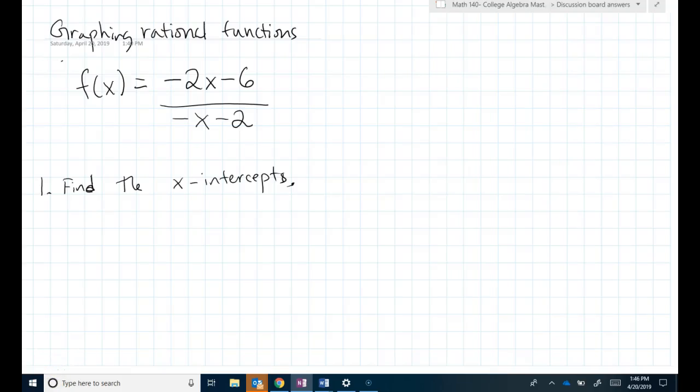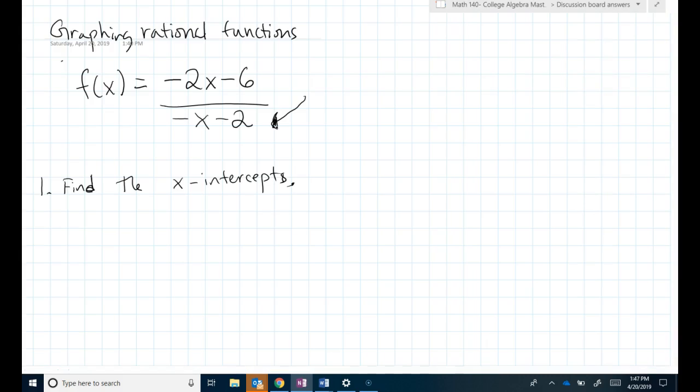So what we're going to do in this video is look at graphing rational functions. I'm going to talk about the process of graphing rational functions, and then show you how to do it with a secondary example. I'm going to start out with f of x equals negative 2x minus 6 over negative x minus 2. Now this is a rational function because we've got a function in the denominator of the fraction. So that's actually really important.